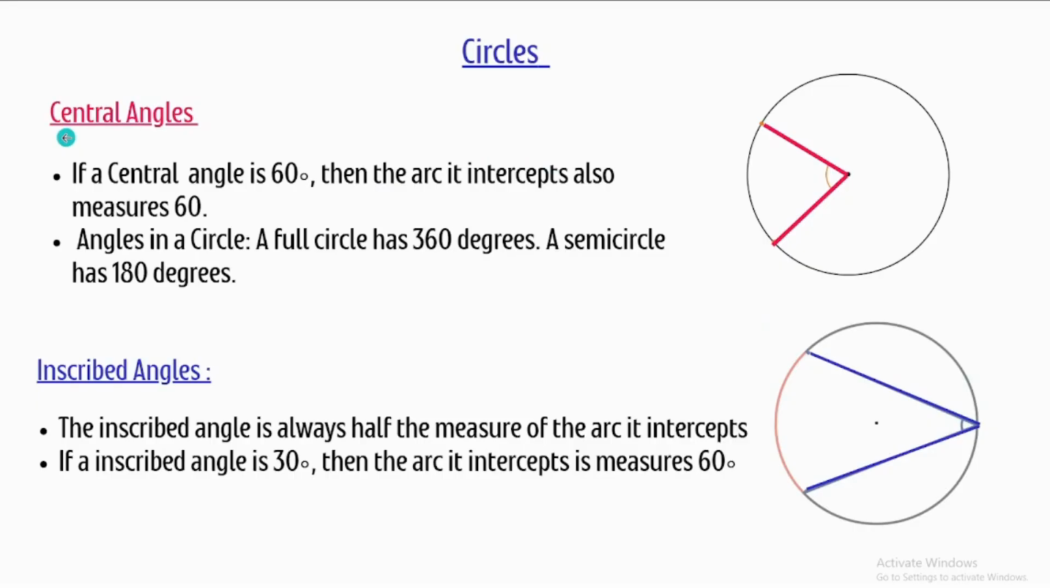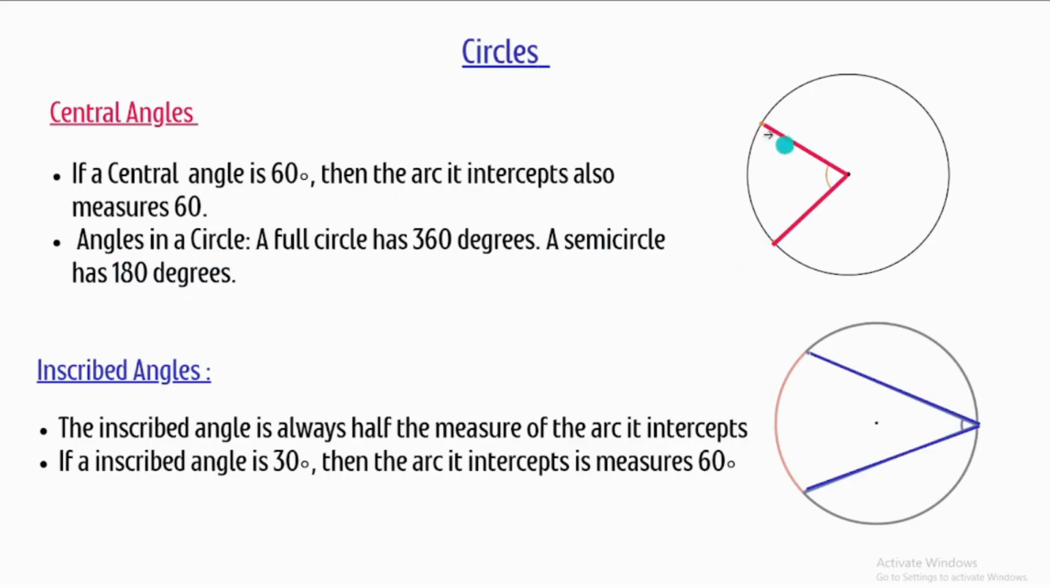Let's talk about the central angle and the inscribed angle. The central angle is an angle whose vertex is at the center of the circle, and the two sides of the angle are radii. If the central angle equals 60 degrees, then this arc will also equal 60 degrees. The sum of the central angles of the whole circle equals 360.